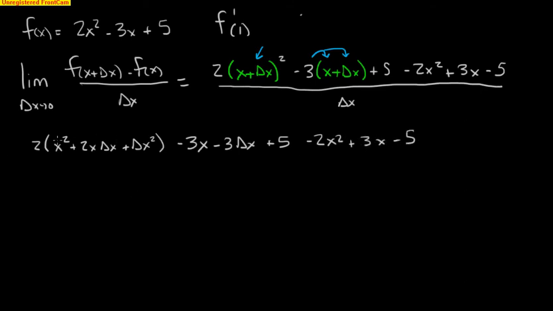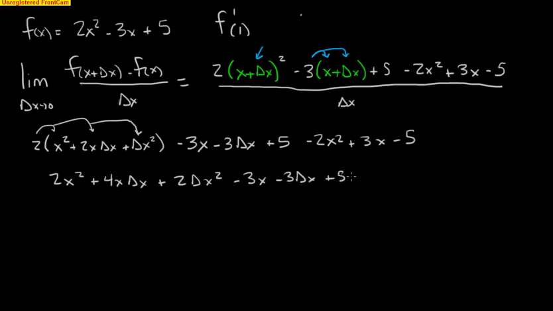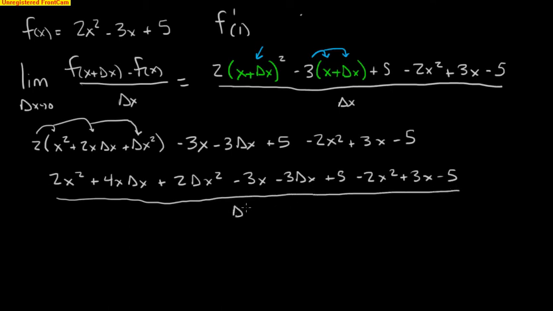Now I still have a little bit more algebra to do. I've got to distribute this 2 to everything. So I'm going to have 2x squared plus 4x delta x plus 2 delta x squared minus 3x minus 3 delta x plus 5 minus 2x squared plus 3x and minus 5. And I've got to draw this all over delta x. All right, a lot of algebra there, but not too bad.